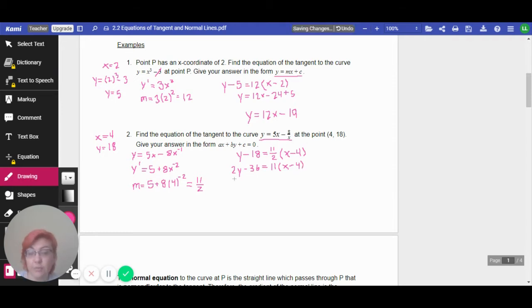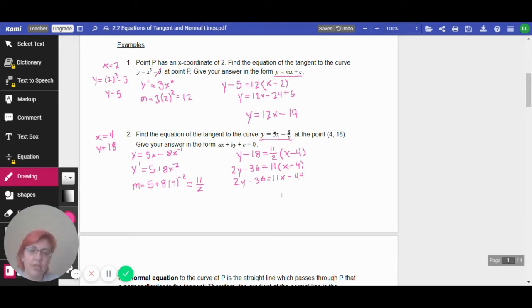From here, I'm going to distribute my 11 to y minus 36 equals 11x minus 44. Okay, now I know that this needs to be written in the form ax plus by plus c equals 0. I also know that my lead coefficient for x needs to be positive.